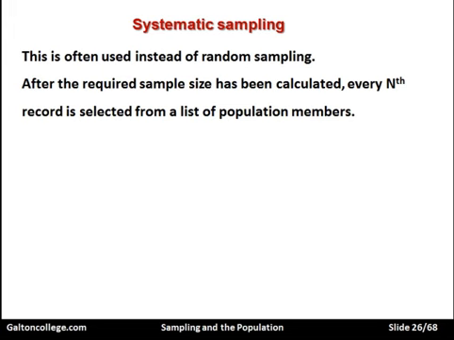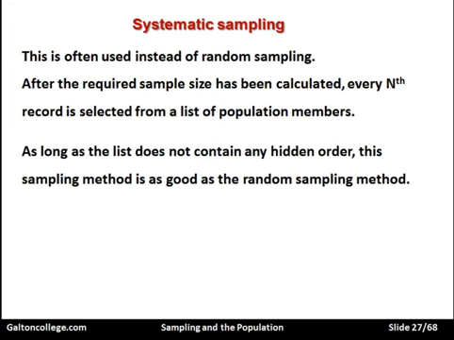So it's systematic because it started on a random basis. The street was selected randomly, the first house was selected randomly for the survey, and then every 5th house was selected along the way. As long as the list does not contain any hidden order, this sampling method is as good as the random sampling method, providing there's not some strange influence affecting the sample.